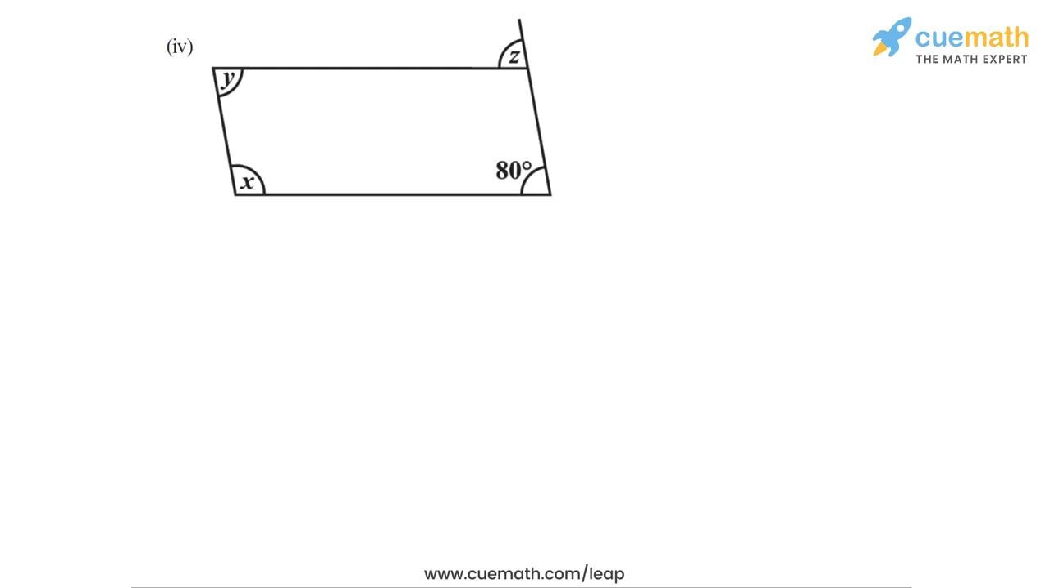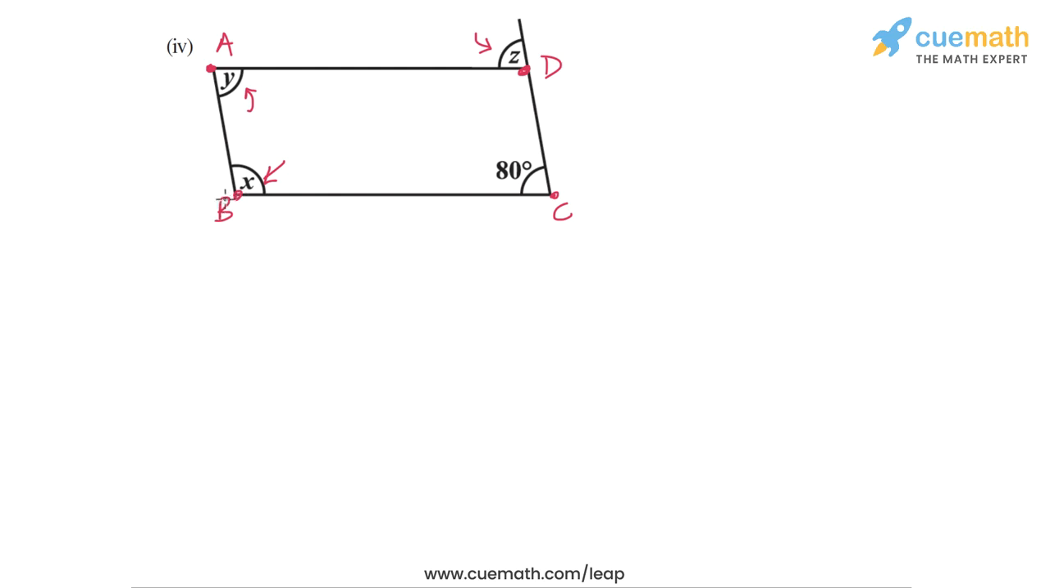Now let's do part 4. So in part 4 we have this parallelogram. Let's label the vertices A, B, C and D. So we have to find the value of X, which is the angle at B, the value of Y, which is the angle at A, and the value of Z, which is the exterior angle at D. So let's start with finding the value of X.